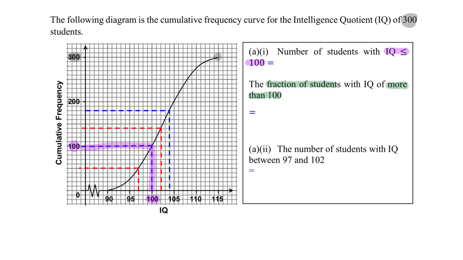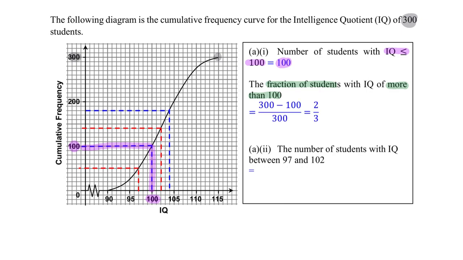this reading represents the number of students whose IQ is less than 100. Okay? And because I know the total number of students here, 300, that means the number of students with IQ more than 100 would be 300 minus 100. And after that, since they're asking for a fraction, I divide by 300.